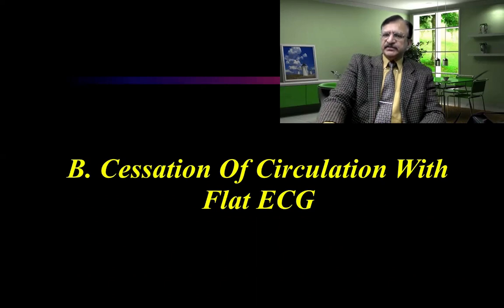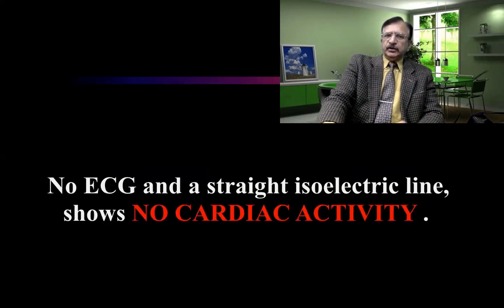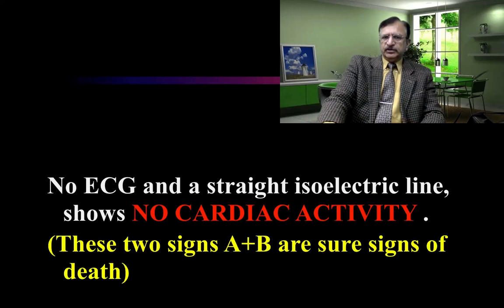Now, the cessation of circulation with a flat ECG. When you do the ECG, no cardiac activity will be seen. The ECG will show an isoelectric line with no cardiac activity. So these signs, A plus B, are the sure signs of death.